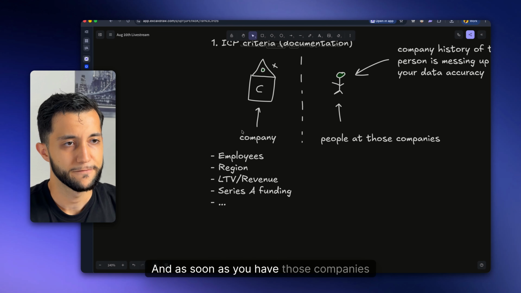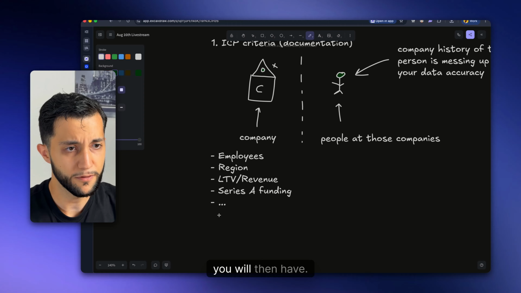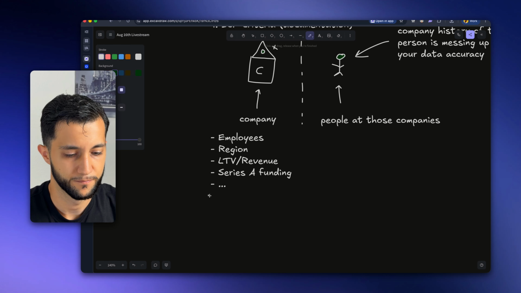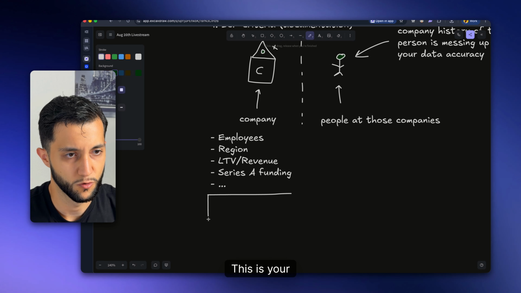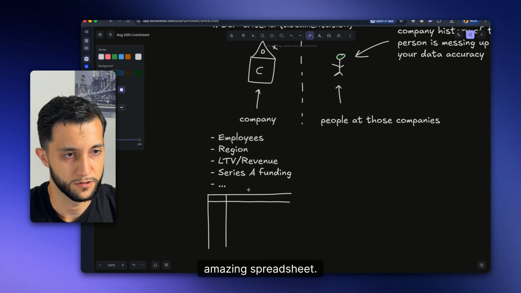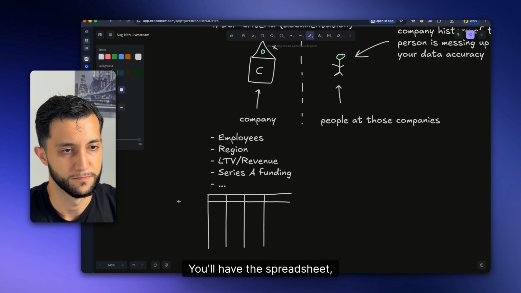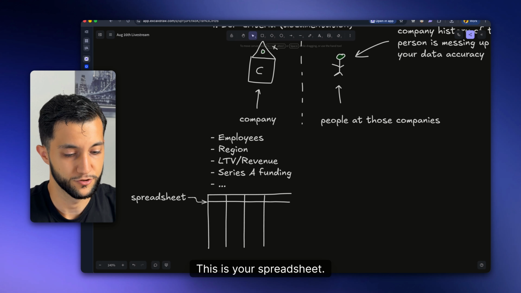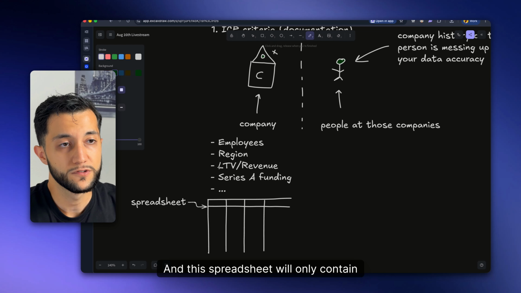And as soon as you have those companies, you will then have, let me do something real quick. Let me draw. Great, draw. Boom. This is your spreadsheet. Look at this amazing spreadsheet, right? You'll have the spreadsheet, right? Boom. This is your spreadsheet. And this spreadsheet will only contain companies.